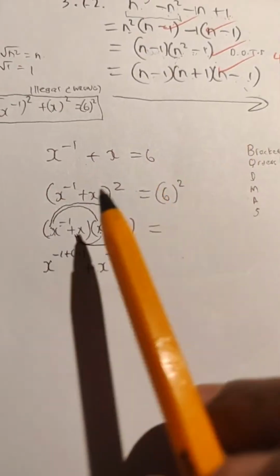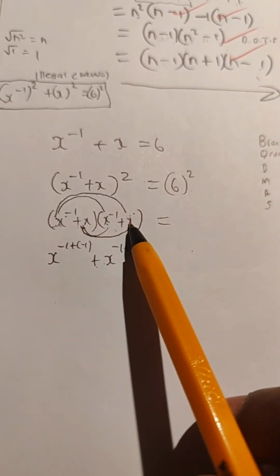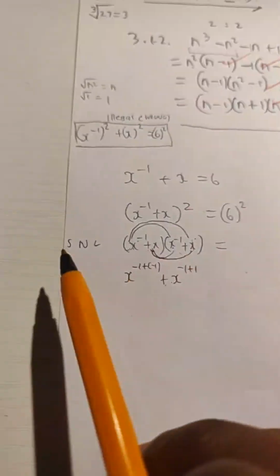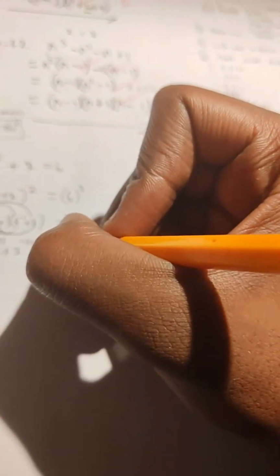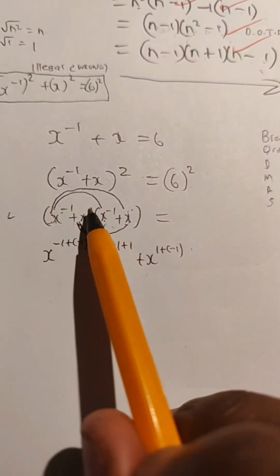When you distribute, you are multiplying, guys, the sign, the number, and the letter, S and L. So we are doing the same thing here, x times x. That's x to the power 1 plus minus 1. Why are you saying plus? We are adding.